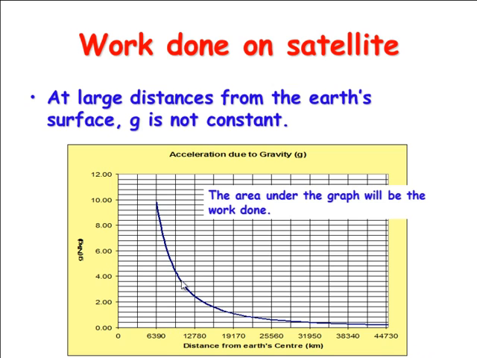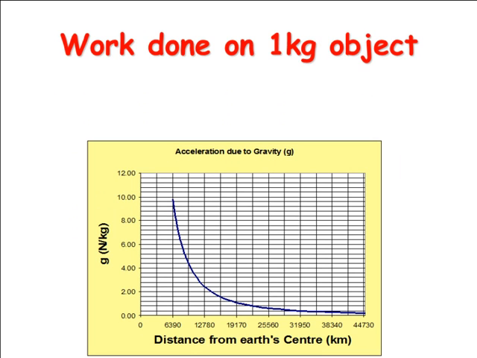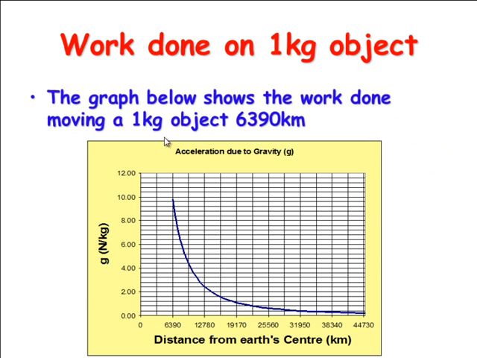As it moves closer, the work done results in an increase in kinetic energy and a decrease in gravitational potential energy. As it moves further away, it's going to get greater gravitational potential energy but a decrease in its kinetic energy. Let's look at an example. So we have a 1 kilogram object and it moves a total of 6,390 kilometers from the surface.